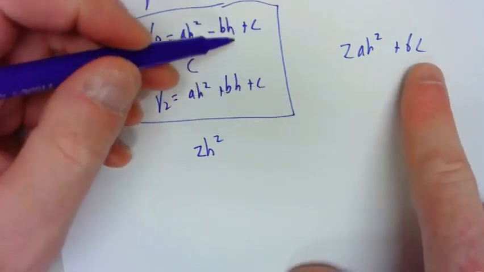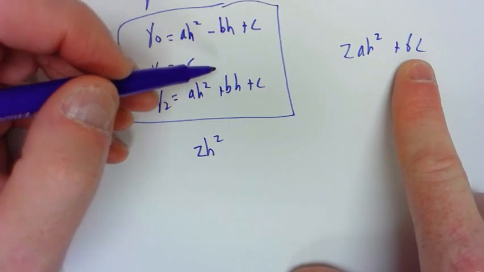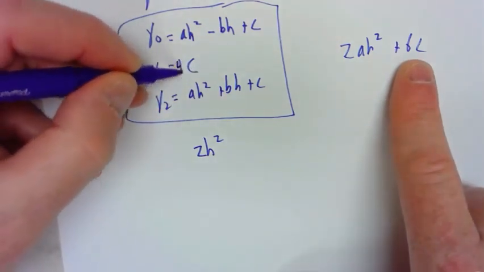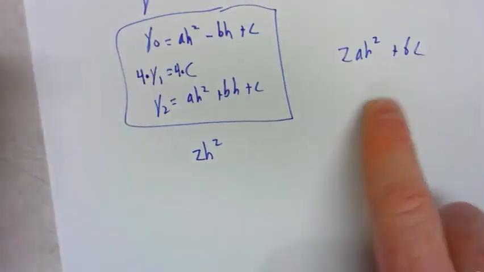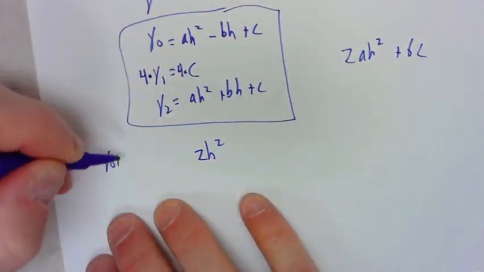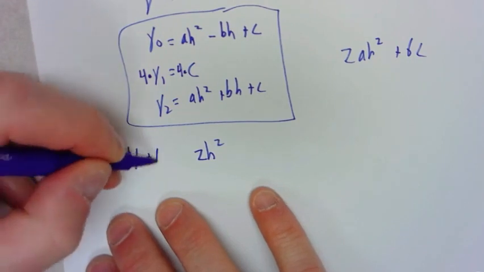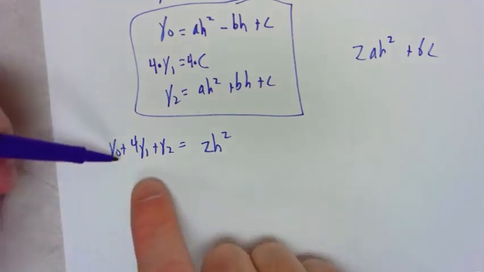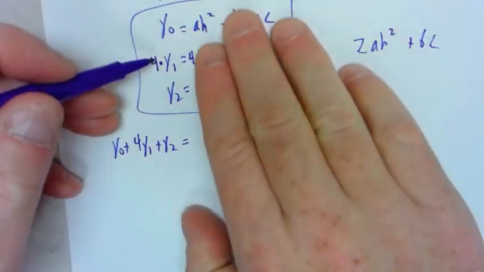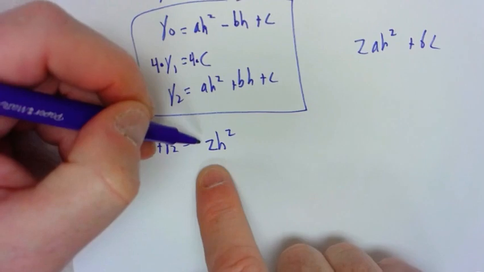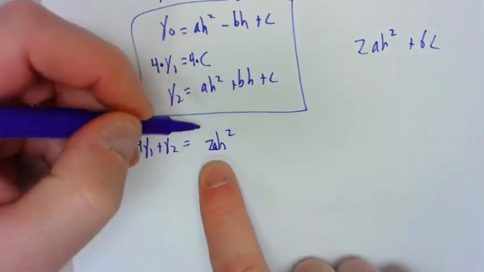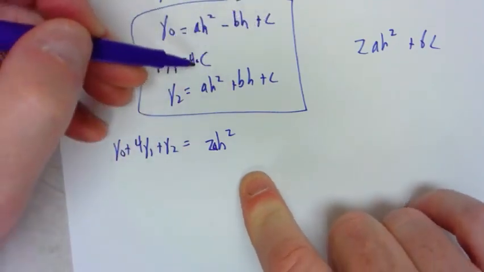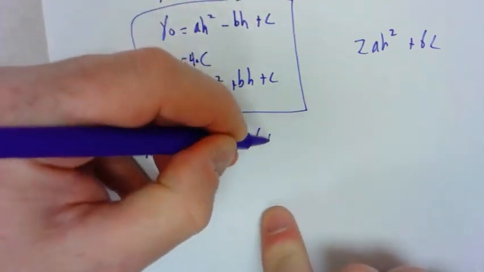You know, it'd be sure nice if there were 6 c's. So let's do this. Let's times this by 4. And now let's take y0 plus 4y1 plus y2. So if I add these 3 things together, that should equal these 3 things together. Well, there's 2ah squared. There's no bh. Now there's 1 plus 4 plus 1, 6c.